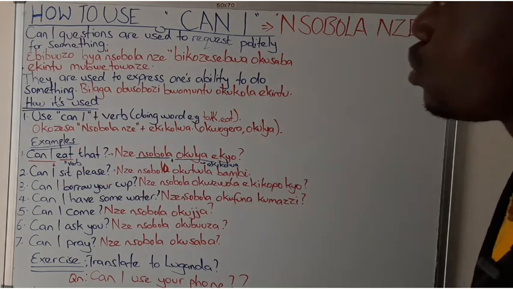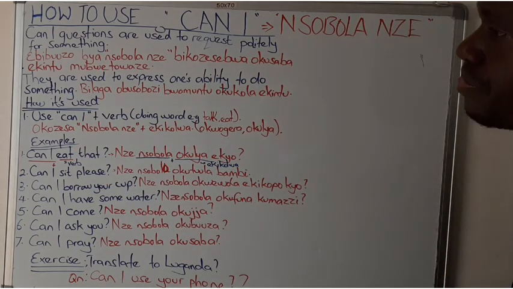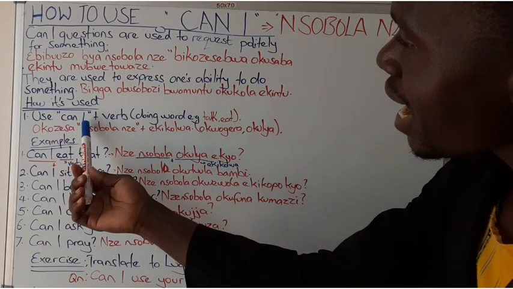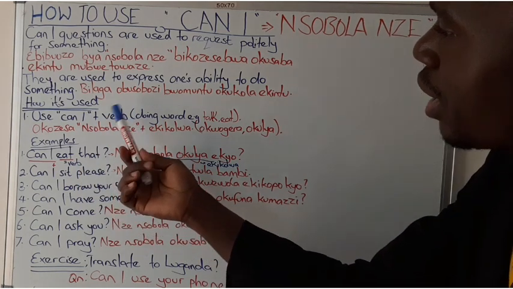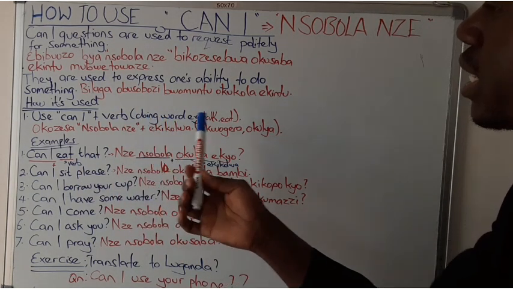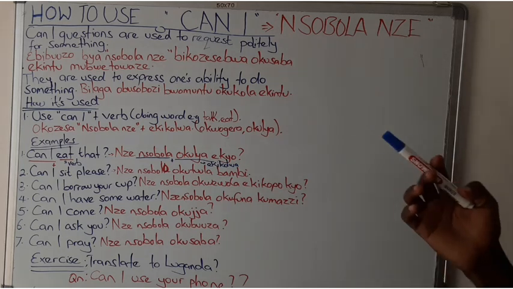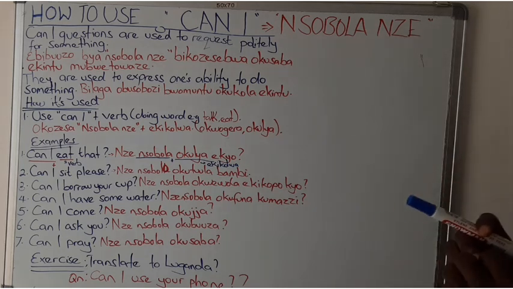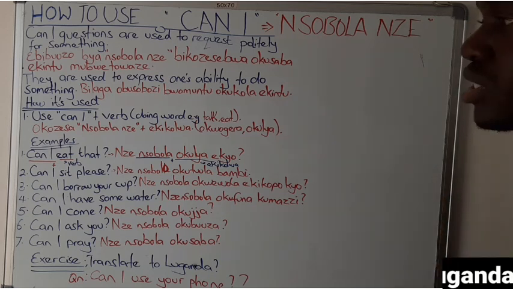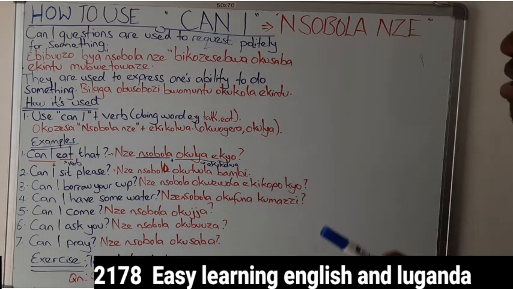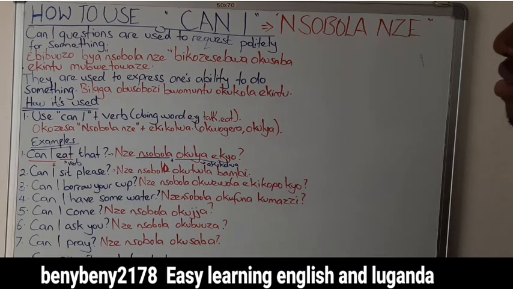Okay, how we use can I in sentences. So can I plus the verb. Remember, we said a verb is a doing word, a word which shows an action. For example, sit, stand, teach, walk. That is what we call a verb. And if you didn't watch that video concerning verbs, please refer to my videos in playlist 1 about verbs.